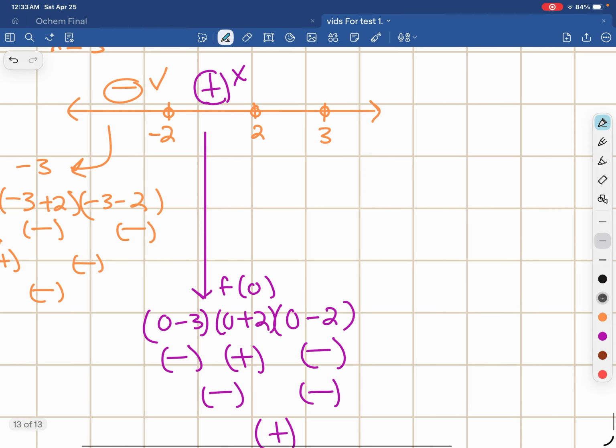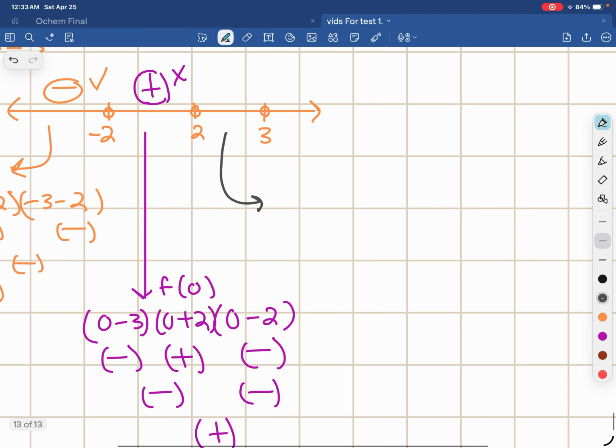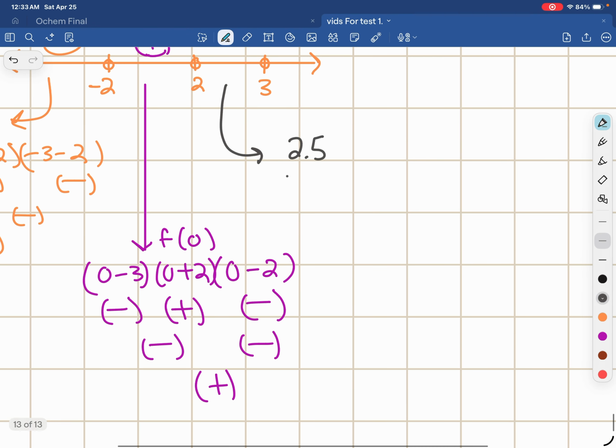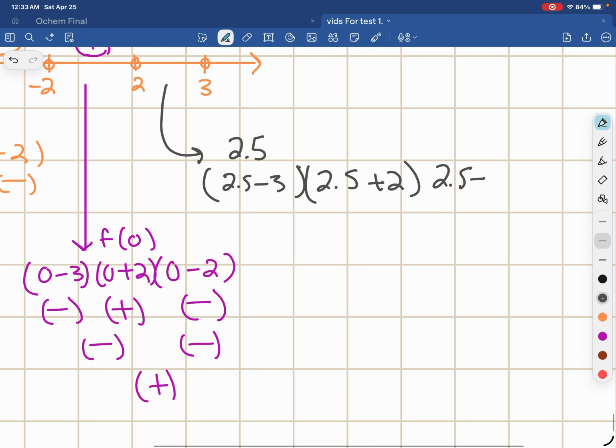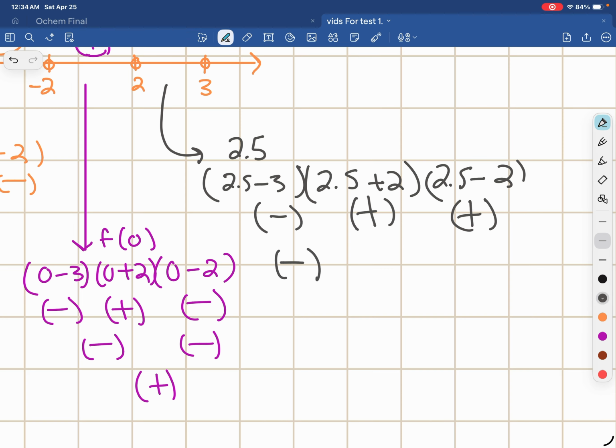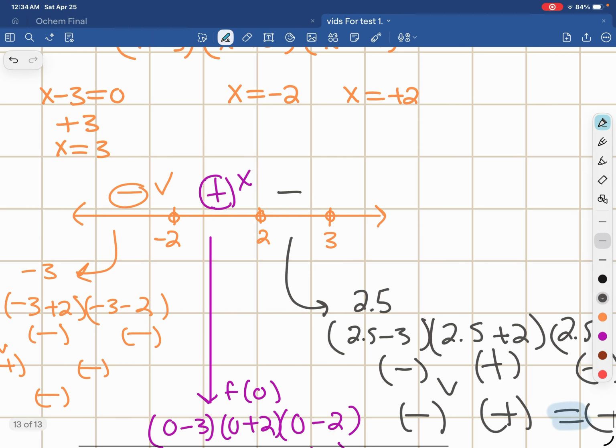So now looking at this side, we'll do 2.5, because that's in between both terms. So we do 2.5 minus 3, 2.5 plus 2, and then 2.5 minus 2. So we get a negative, positive, positive. We should end up with a negative after these two multiply, times a positive, which should also give us another negative, making this area work out for us.